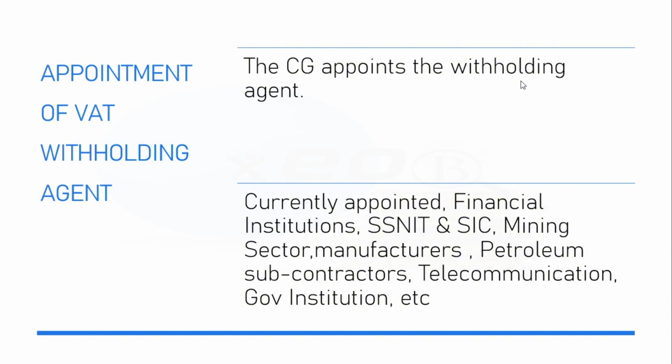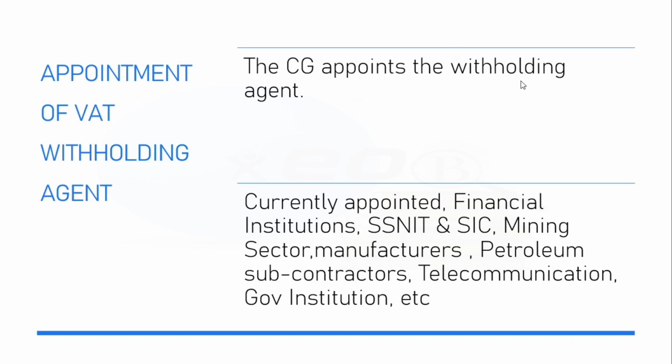So, to the best of my knowledge, currently, those who are appointed are the financial institutions, that's the banks. So if you are working with Car Bank, UMB, or SG Ghana, that's Societe Generale, those guys will withhold you once you invoice them. They'll withhold the VAT once it's a taxable supply. Let me just clarify that. Once it's a taxable supply, and you've charged VAT, they will withhold the VAT.